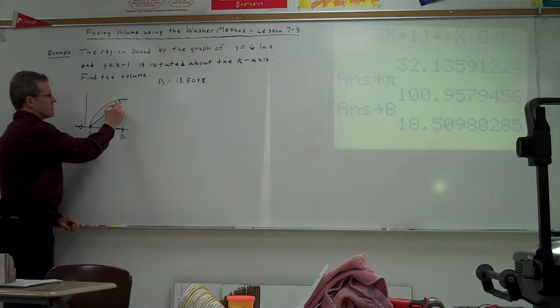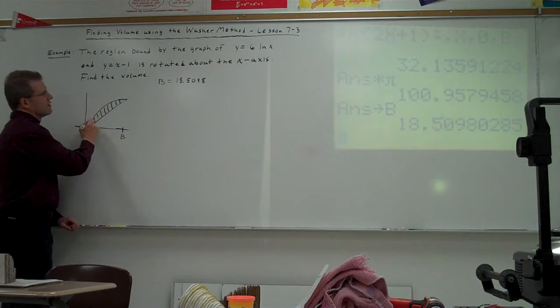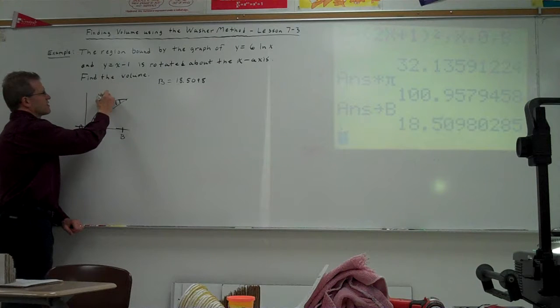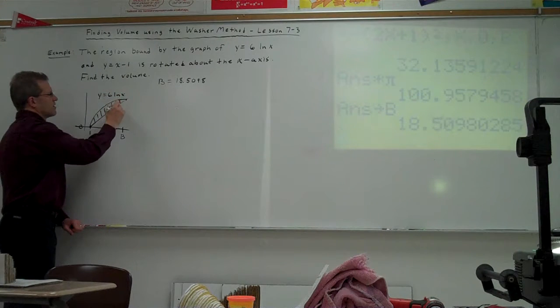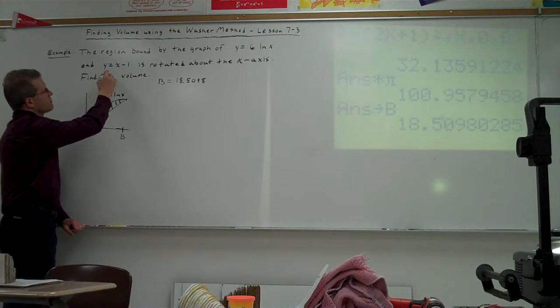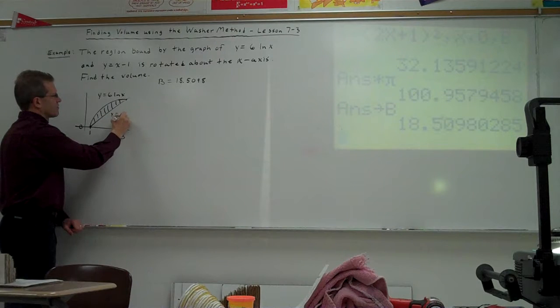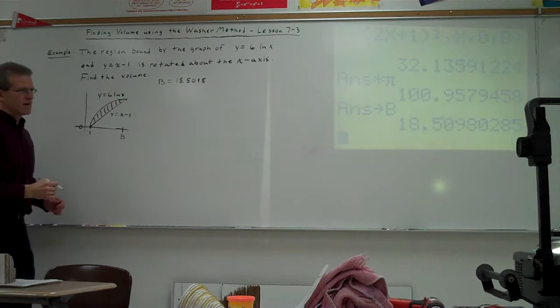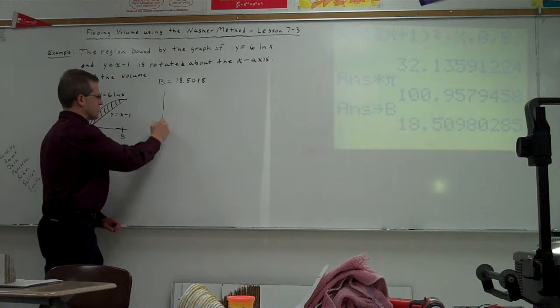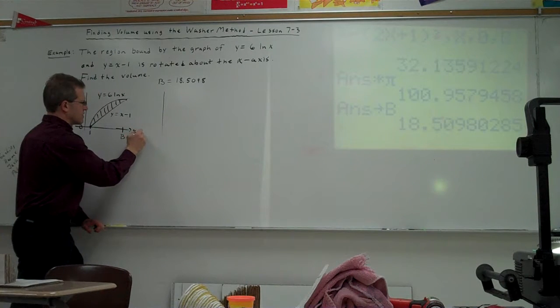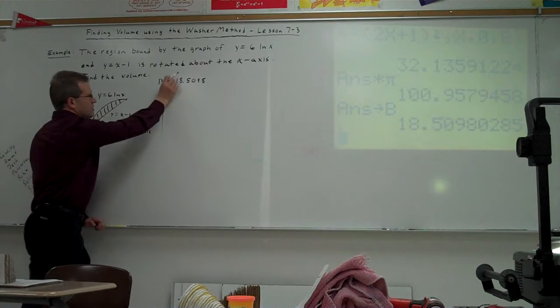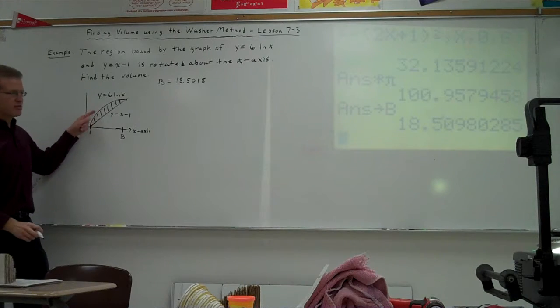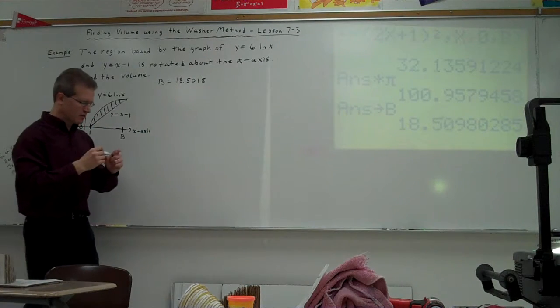Here's our region. The curved line is y equals 6 natural log of x. The straight line, y equals x minus 1. Now, we're going to revolve that around the x-axis. So we have to be able to visualize, if we take this region and spin it around the x-axis, what's that going to look like?